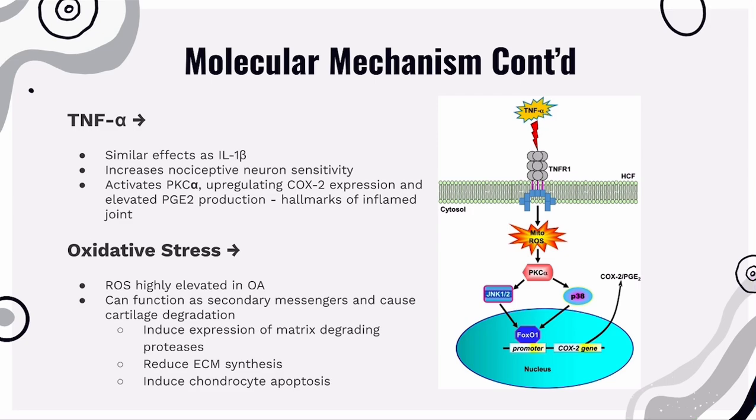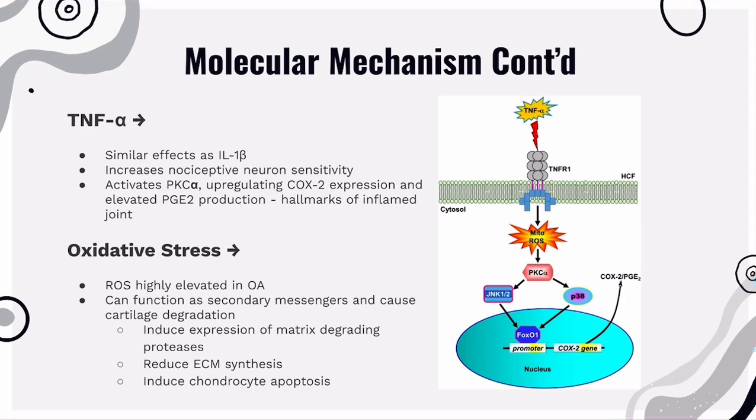The tumor necrosis factor alpha is the second cytokine central to osteoarthritis. It causes similar effects as the IL-1 beta cytokine. However, TNF alpha is specifically known to increase nociceptive neuron sensitivity. TNF alpha activates the enzyme protein kinase C alpha, which upregulates cyclooxygenase 2 expression and elevates prostaglandin E2 production.